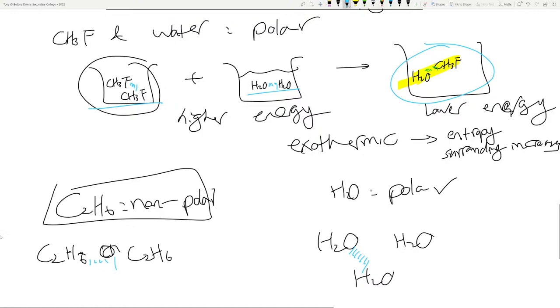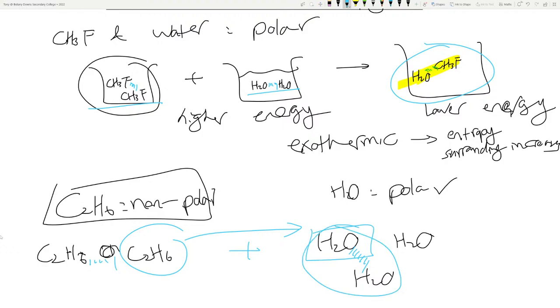So if we force them to go, hey, why don't you go hang out with the water? The water's like, no, I don't wanna hang out with you. My force of attraction between the water molecules is stronger than with the C2H6. So there's no solubility, all right? In terms of solubility, it's very, very poor because of the difference in the strength. Okay, so hopefully that helps.